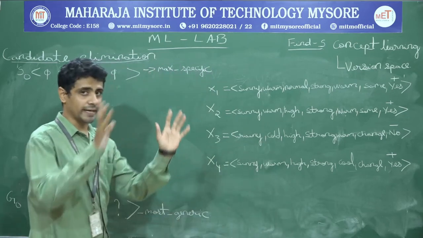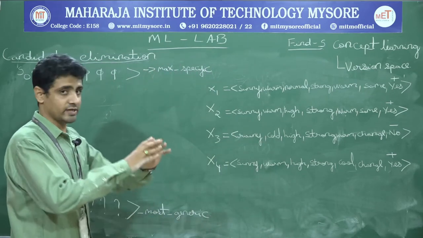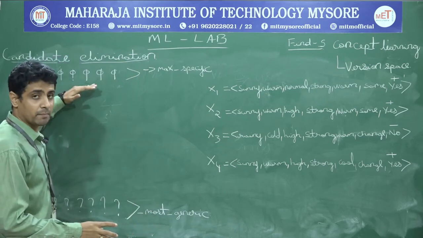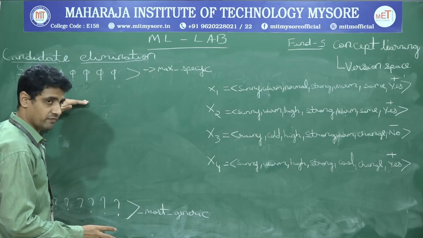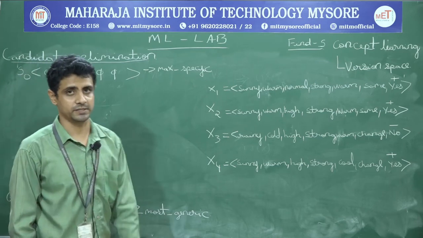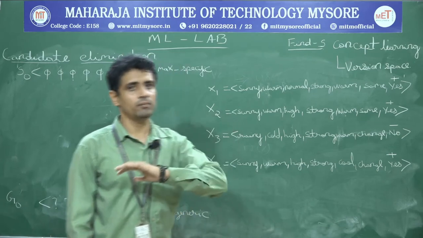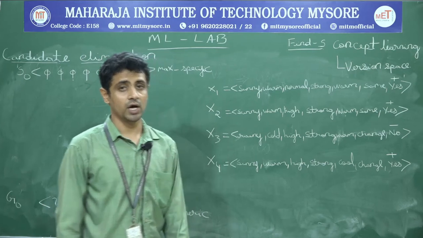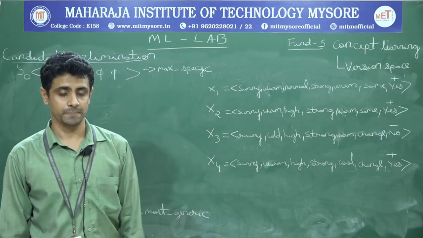Okay, the set of all hypotheses, let me repeat, the set of all hypotheses which lie between the specific boundary and the generalized boundary is called the version space. There might be more than one or two hypotheses which we can get. We'll see now, for this training example, how to get our version space.